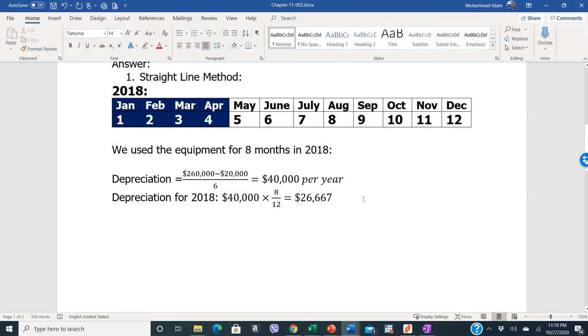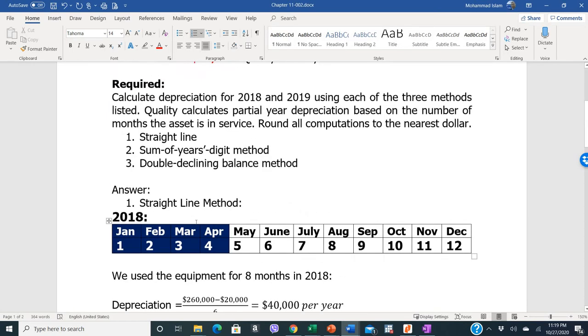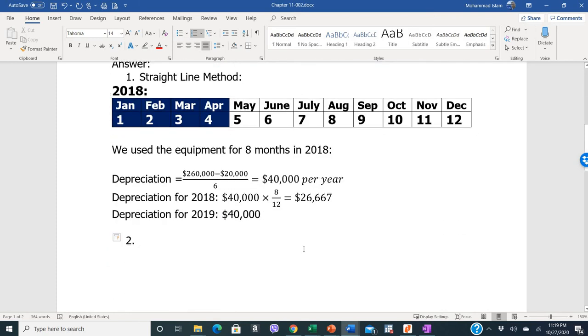Okay, and definitely the depreciation for 2019 would be the full year depreciation, which is 40,000. Okay, now we got it. And number two is saying sum of years digit method. So let's see what the sum of years digit method is.